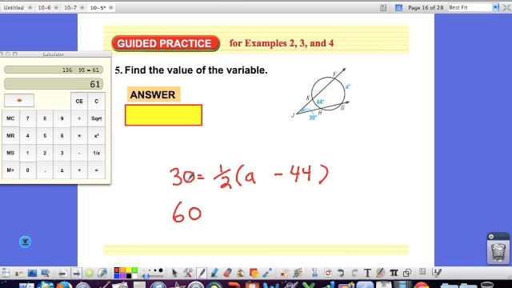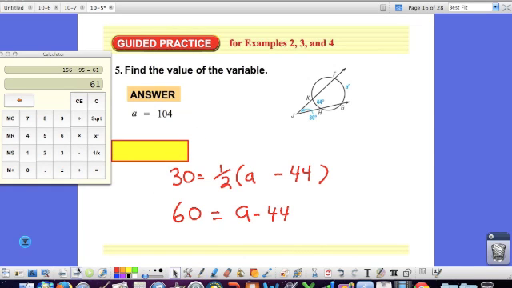I just said it's going to be equal to 30, but 30 times 2 is 60, which equals A minus 44. I'm going to add 44 to both sides and I would get A equals 104.